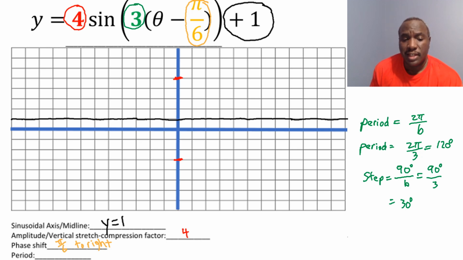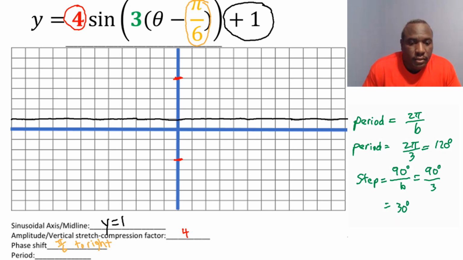So now let's put this together and actually put our points down to make the graph. To graph this, first remember that we have a phase shift of pi/6 to the right, which also means 30 degrees to the right.